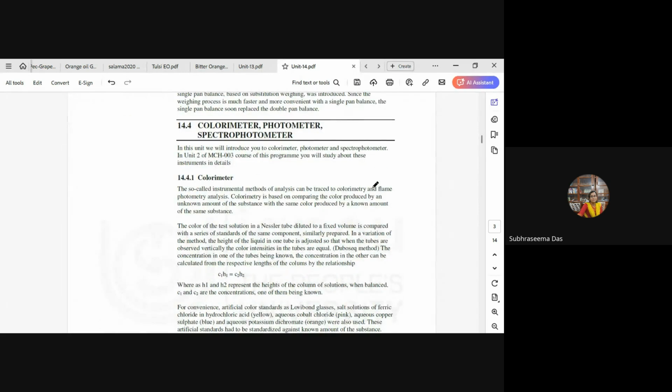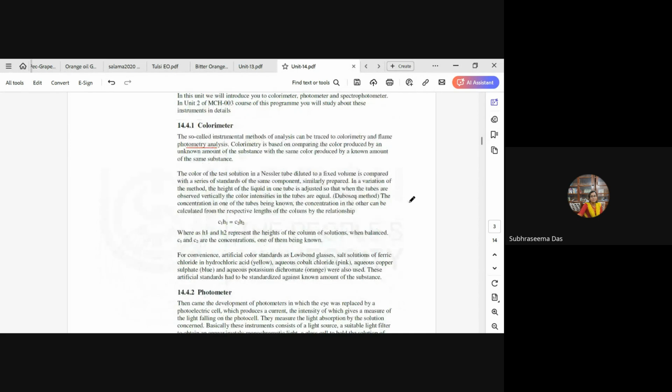Then here we have the colorimeter, photometer, and spectrophotometer. Here we'll start with the colorimeter. As the name implies, it is used for color analysis. So the instruments can be traced to colorimetry and flame photometry analysis. Colorimetry is based on comparing the color that is produced by an unknown substance to the color that is produced by the same amount of a known substance.